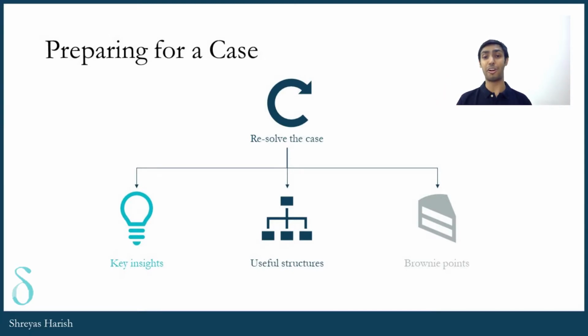Brownie points are not absolutely necessary, but it's good to have a list of them so that you can also provide this to the interviewee. Similarly, the structures are just useful but not mandatory. The key insights are absolutely necessary for you to administer this case correctly.